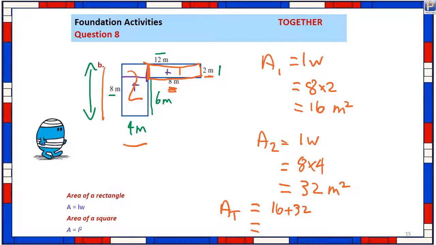My pen's not working properly. So that would be 48 meters squared. 48 square meters. Okay, next.